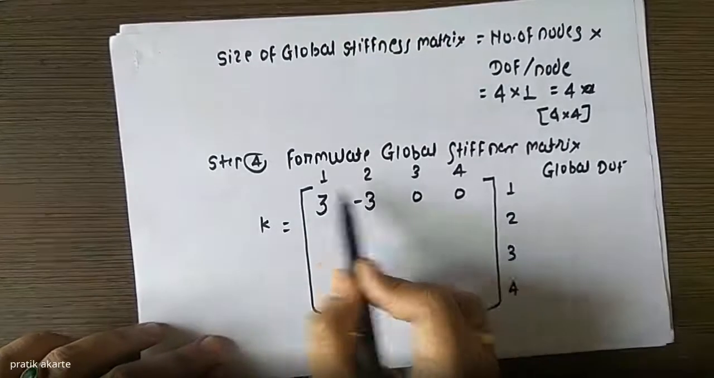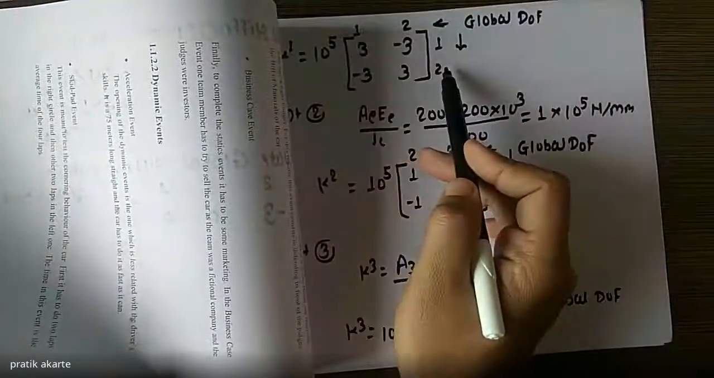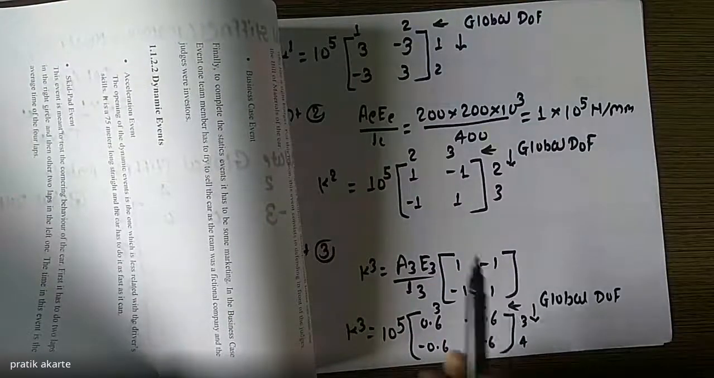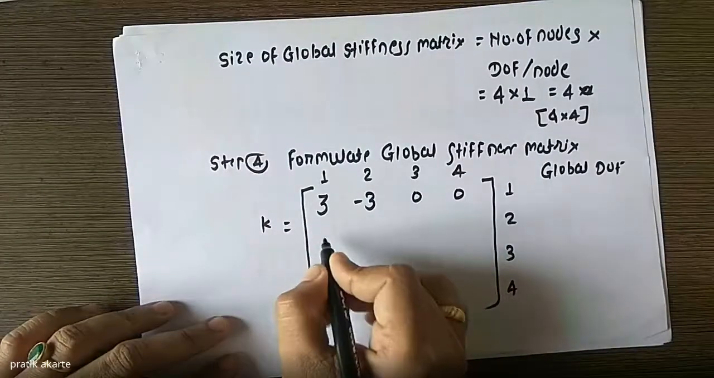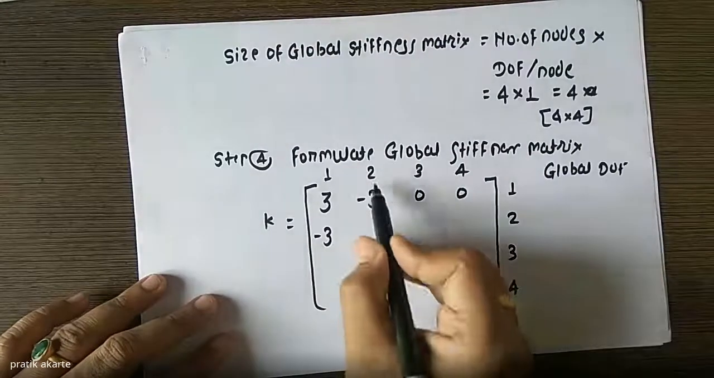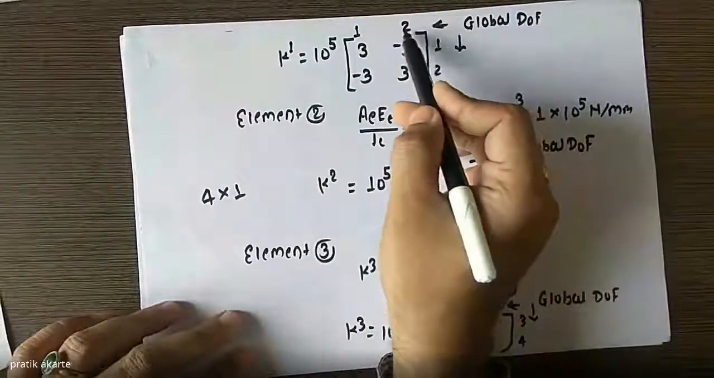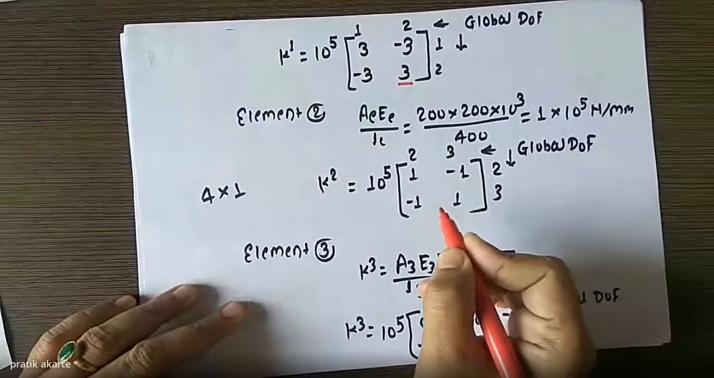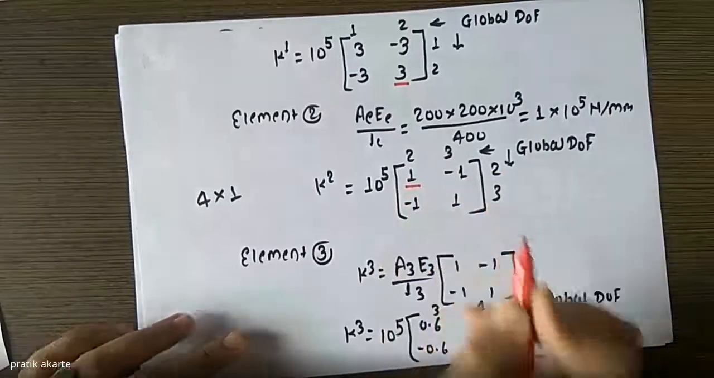Okay, then next 1, 2. First row, second column is minus 3. I'll check the other matrices also, and I haven't got anything, so I'll write minus 3. Now 2, 2. Okay, now listen carefully. I have 2, 2 and this element is 3. I go to the second stiffness matrix 2, 2, and I have found one more element over here.